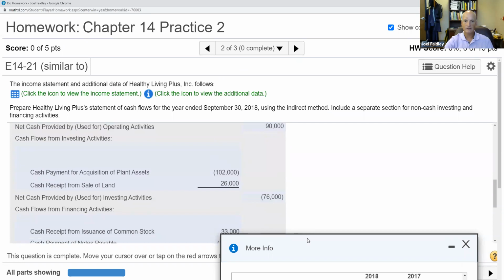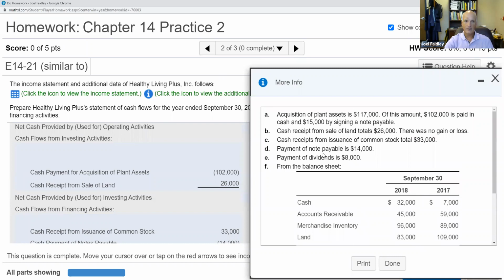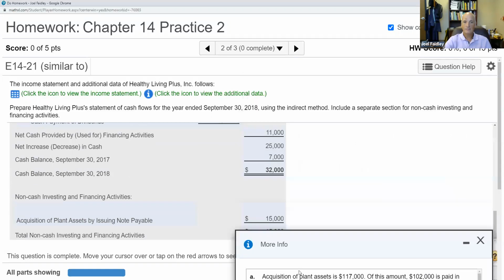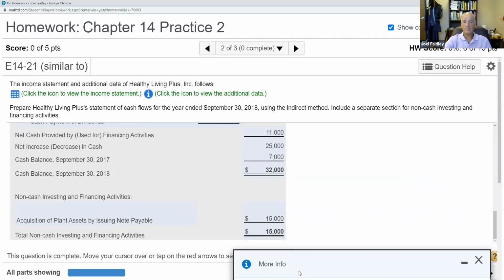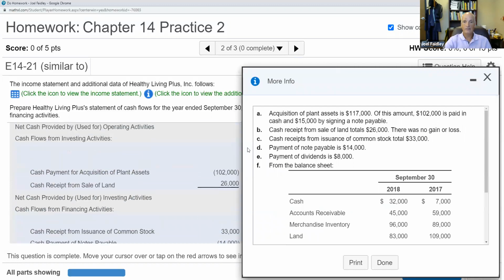What about the investing section? All right, there's some language up here at the top that tries to make it a little bit simpler. It says that they acquired plant assets of 117,000. Of this amount, 102,000 is paid in cash and 15,000 by signing a note. So they're saying 15,000 of that is a non-cash item, which is going to be down here at the bottom. Right there it is: acquisition of plant assets by issuing note payable. That's below all the calculations. It's a footnote.